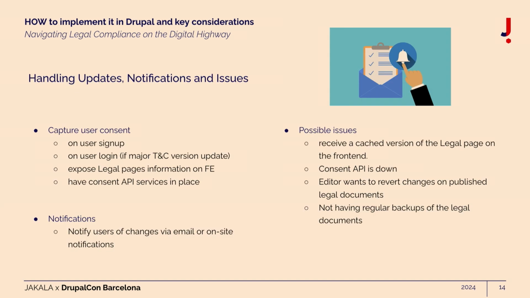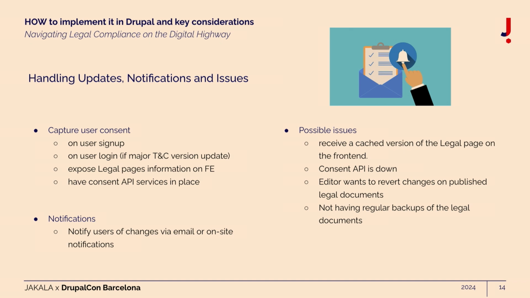scenario. And last but not least, let's talk about how to handle updates and user notifications. Starting with the first one. So if you have a monolith architecture, then it's clear that we'll ask the database what is the latest version of our legal page and ask the user to reconsent if needed. If we have a decoupled architecture, we need a reliable way to expose this information on the front end. And it could be a Drupal API or a static file, for example, generated on the static publish process.